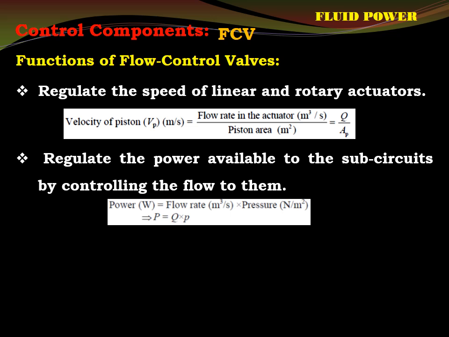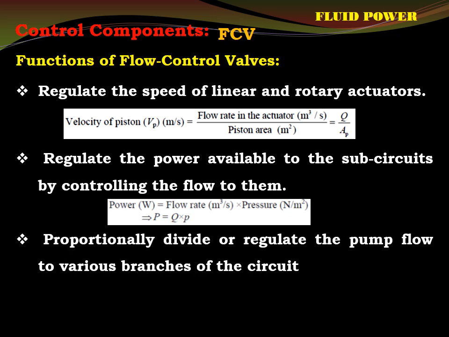So the power required in that sub-circuit is Q times P. If pressure is predetermined and Q is controlled by FCVs, then the power required by the sub-circuit can be easily controlled. The last point is that it can proportionally divide or regulate pump flow in various branches of the circuit.